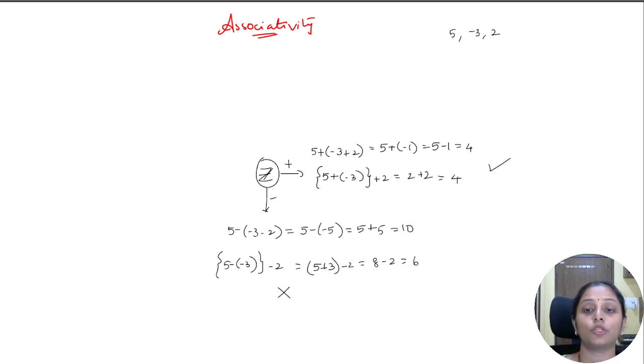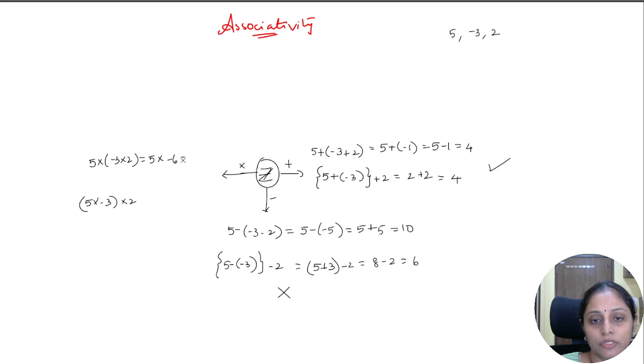So subtraction is not associative for the set of integers. Now coming to multiplication, I have (5 into minus 3) into 2, and 5 into (minus 3 into 2). Now this is equal to 5 into minus 6, which is equal to minus 30, whereas this is equal to minus 15 into 2, which is again minus 30. You will see that multiplication is associative for the set of integers.